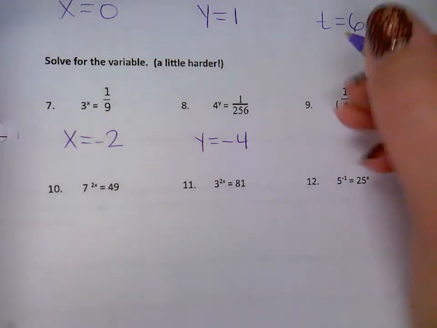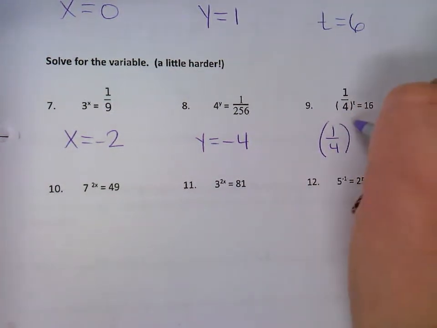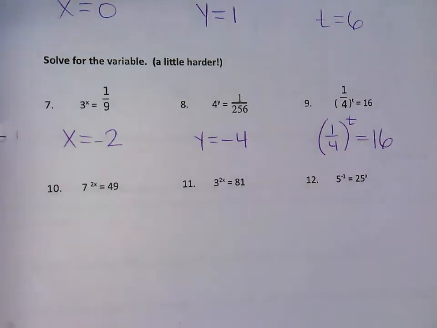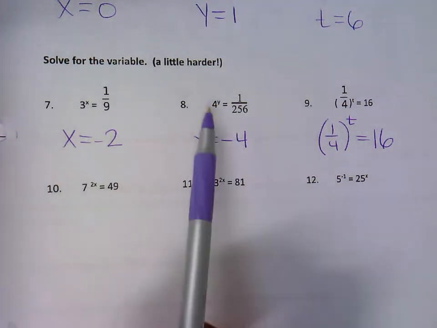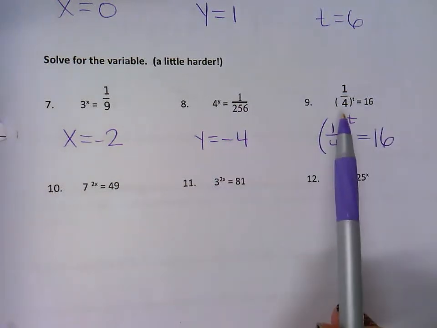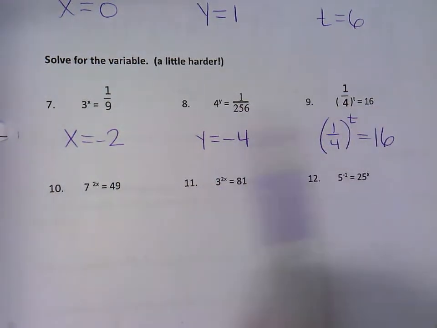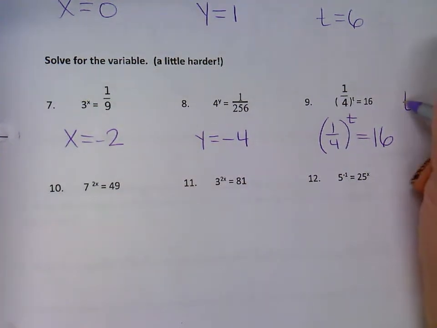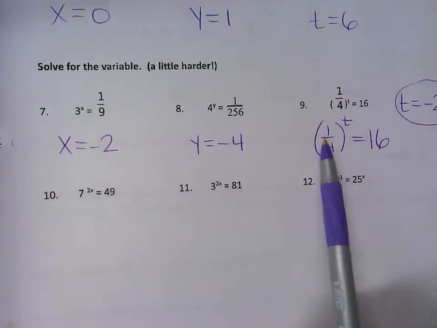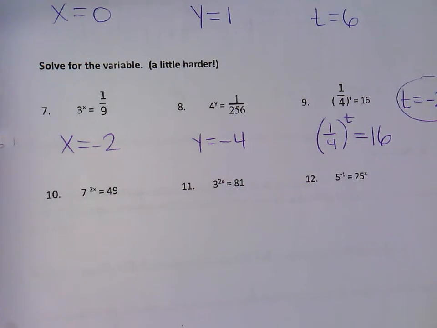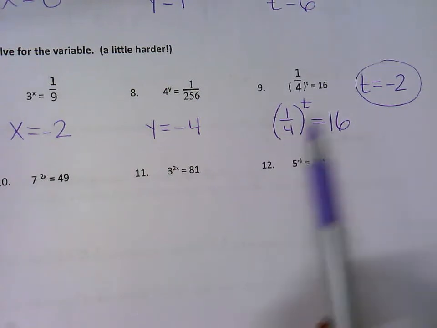The parentheses should be a little bit bigger. It's 1/4 to what power equals 16. So how do I go from 4 to 16? Square it, right? But then I'm going from the 1/4 to the 16. So again, it's a negative exponent. This went from a whole number to a fraction. This is going from a fraction to a whole number. So you need the negative exponent. So t has to be -2 because 4 squared is 16. Make sure you don't put 4, right? Because it's not 4 times 4, it's 4 squared is 16.